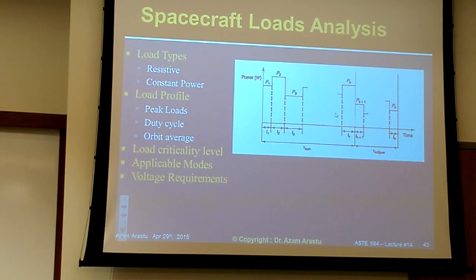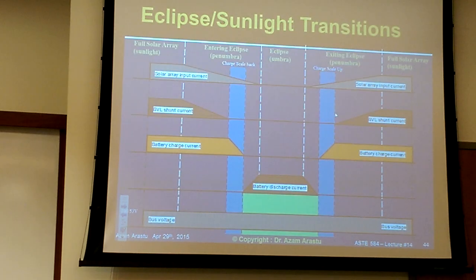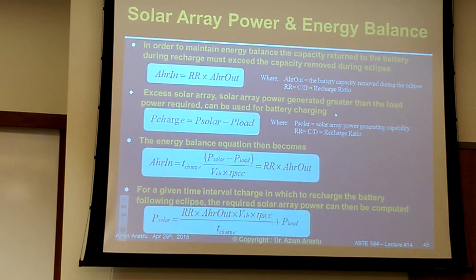Applicable modes: some loads are on only in certain modes, not all the time. And the voltage requirements. Here's something I showed earlier, just a summary of the battery balance: ampere hours in is recharge ratio times ampere hours out. The power for charging is solar minus load, that's how much you need.